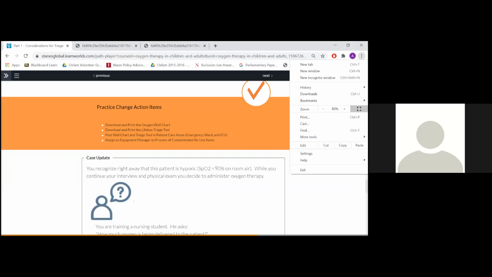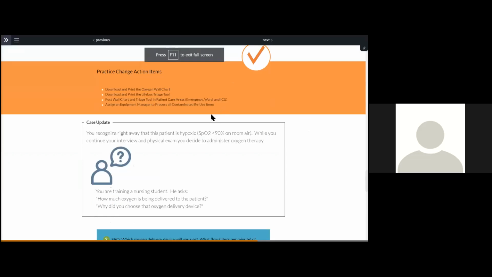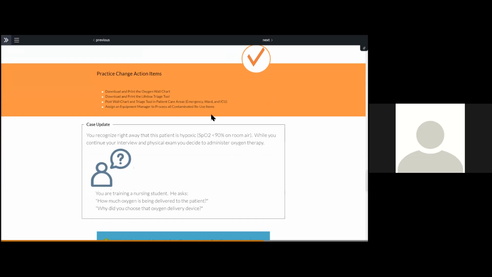Assign an equipment manager to process all the contaminated devices that have been used. Usually when it comes to the wards, it's the nurse who takes care of this. And when it comes to theater, it's not the nurse, it's the helper, if we have one, who will do this. We all have to make sure that we give them clear instructions on how to do it. Otherwise, if it's not correctly done, you know what will happen. We'll be disseminating the infection even to non-infected patients. Thank you.